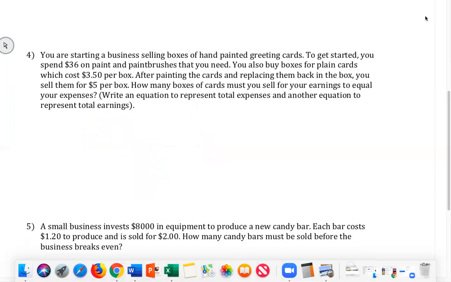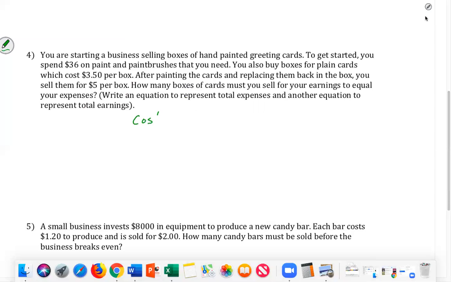All right. So you were starting a small business selling boxes of hand-painted greeting cards. Now it's the holiday time, so this makes sense. To get started, you spend $36 on paint and paintbrushes that you need. You also buy boxes of playing cards, which cost $3.50 per box. After painting the cards and replacing them back in the box, you sell them for $5 per box. How many boxes do you need?